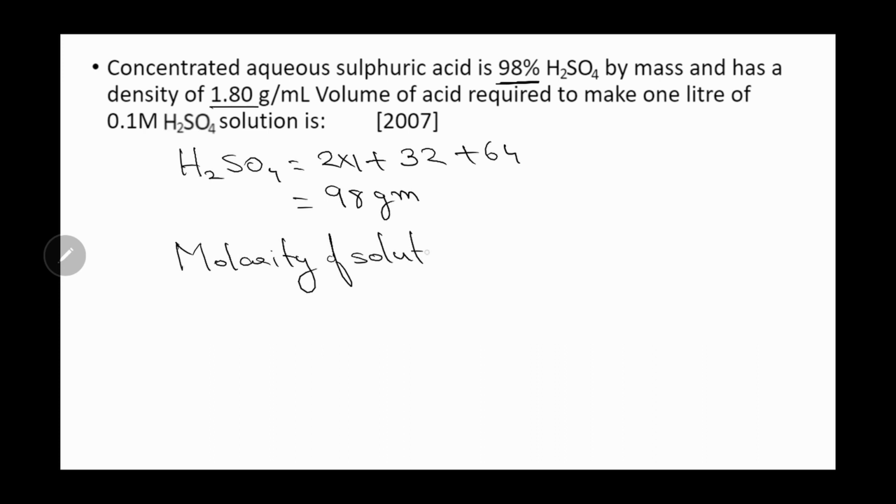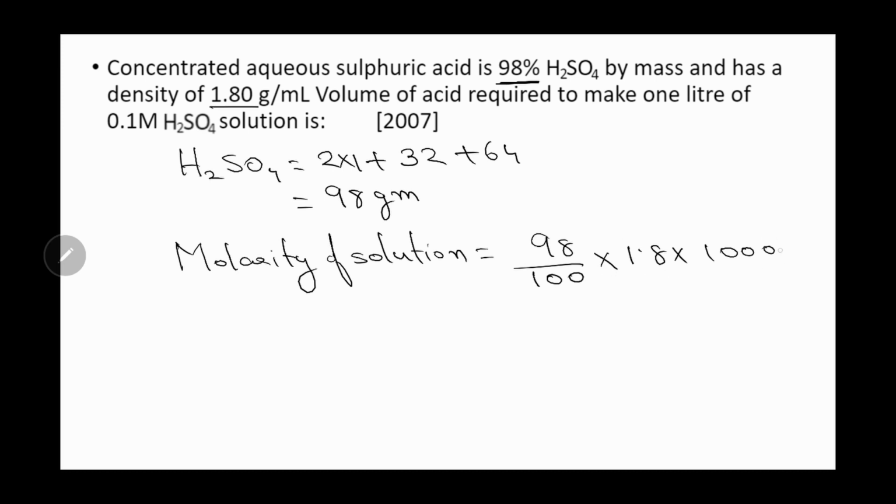Let's try and find that out. So we have 98%, then 98 by 100 into the weight of the solution, which is 1.8 into 1000, because it's 1.8 grams per milliliter. So this amount of grams is present.